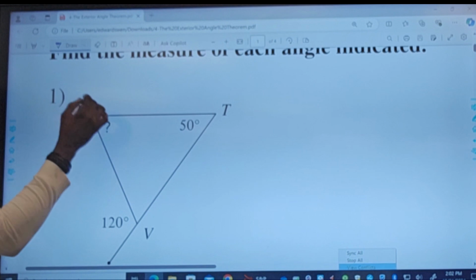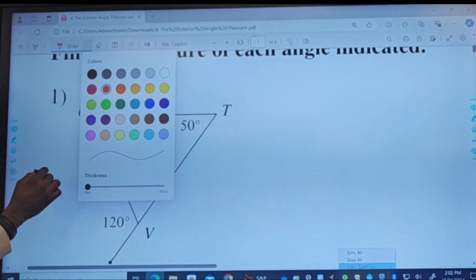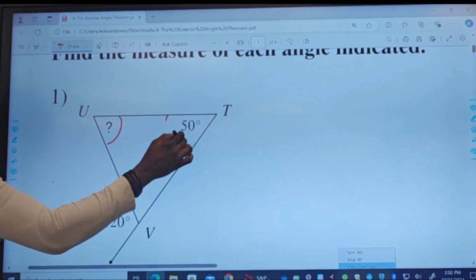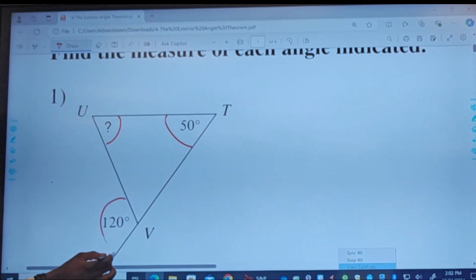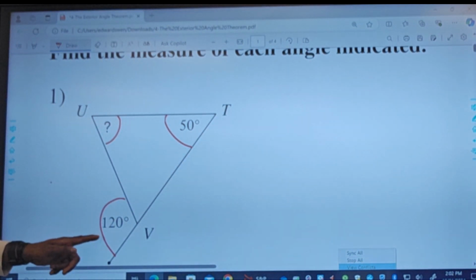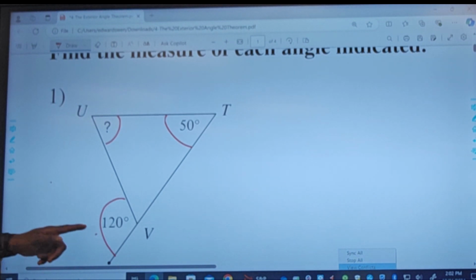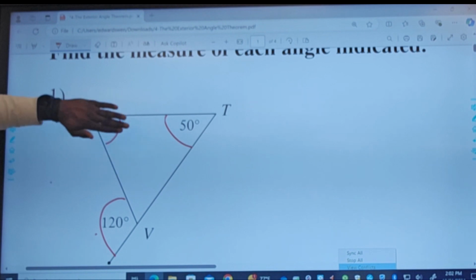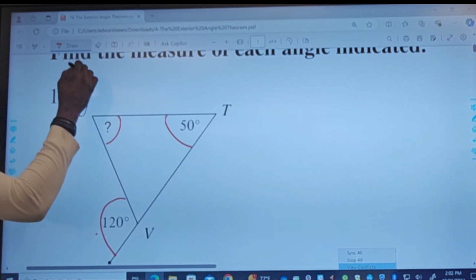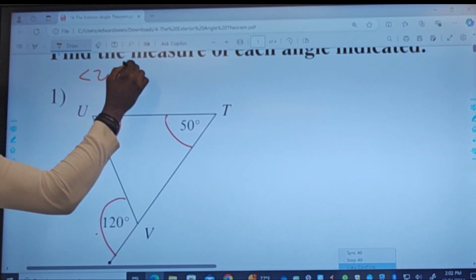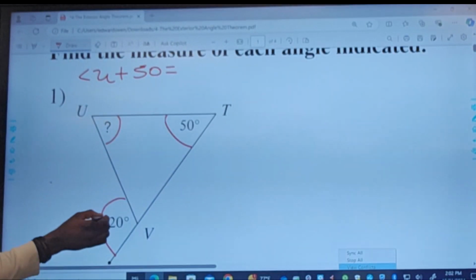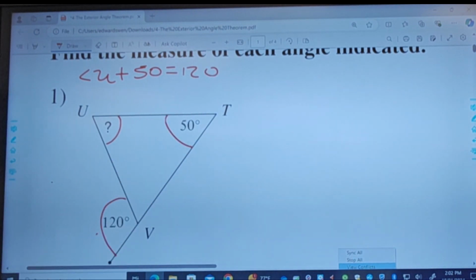The intention is that we want to find this angle at U, right here. If you take a look at everything that was given, we were given this as well as this. This 120 here is my exterior angle. We agree? Now, the theorem suggests that the remote interior angles, if I sum the angle at U plus the angle 50 here, will give me this, which is 120 degrees.